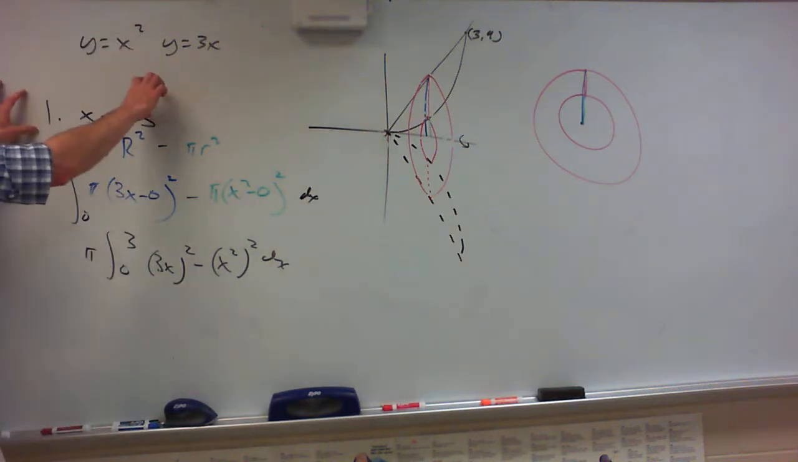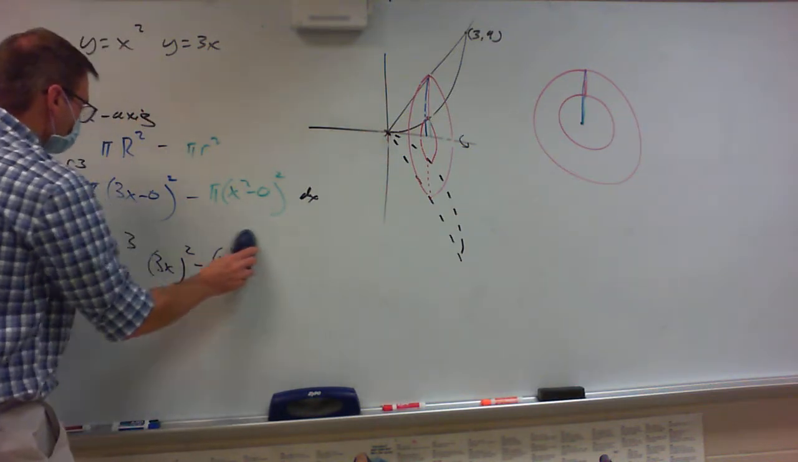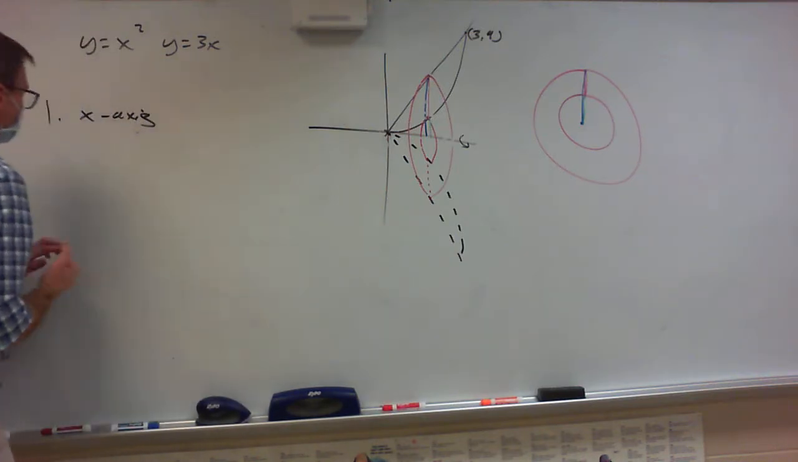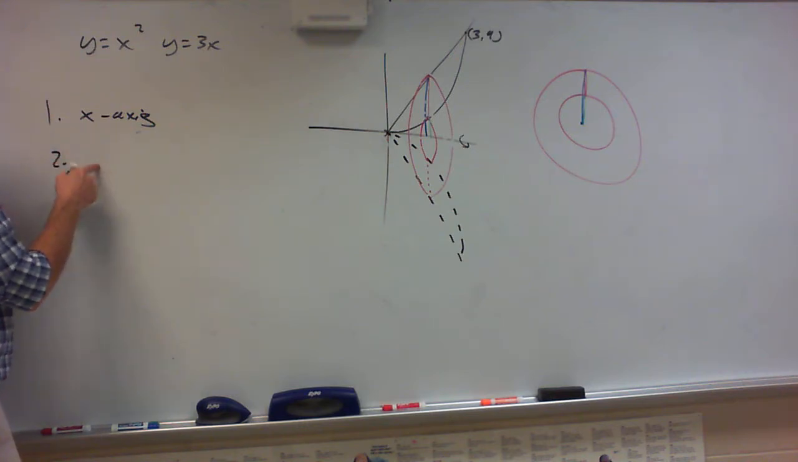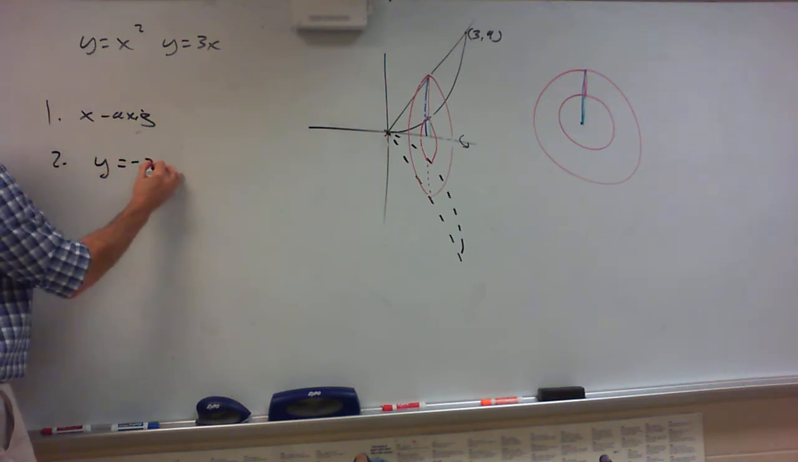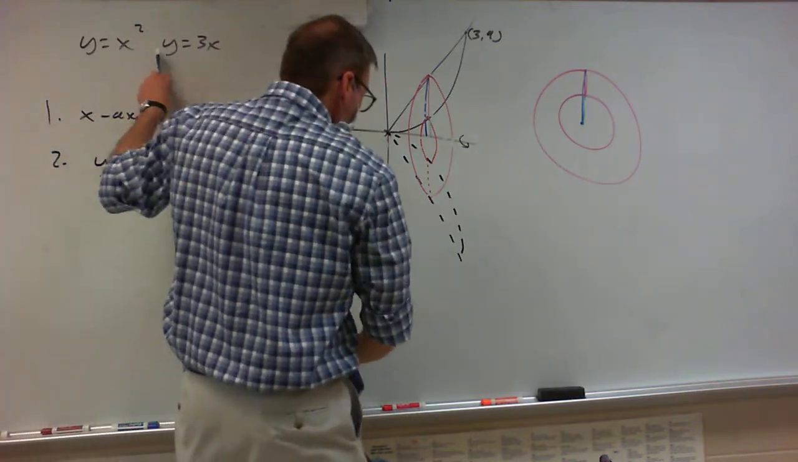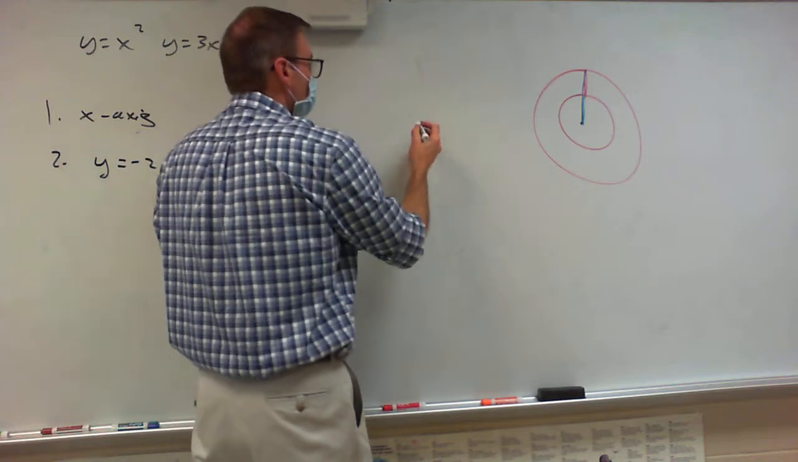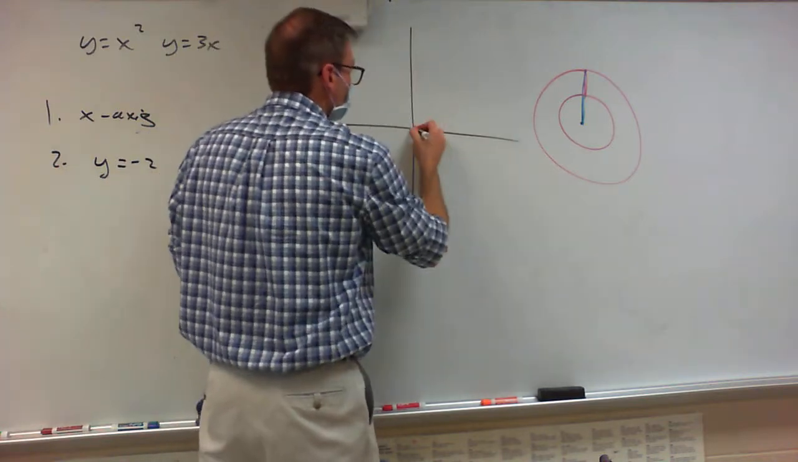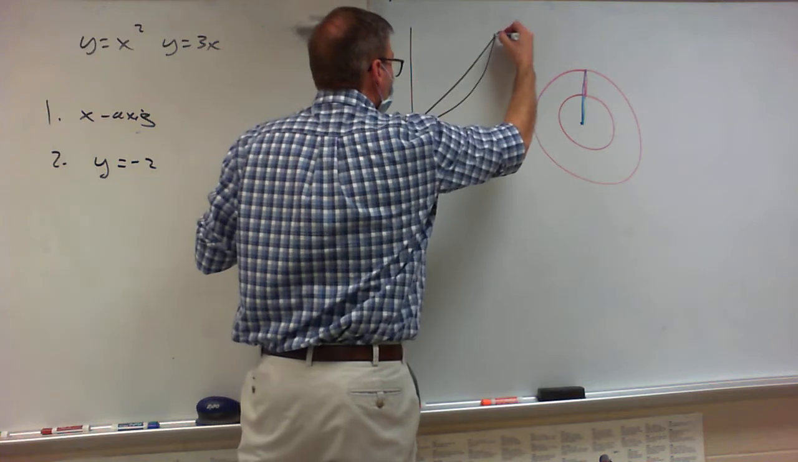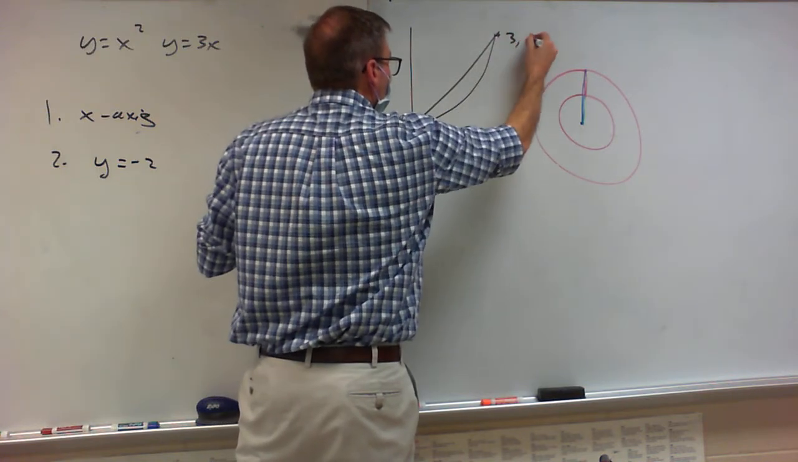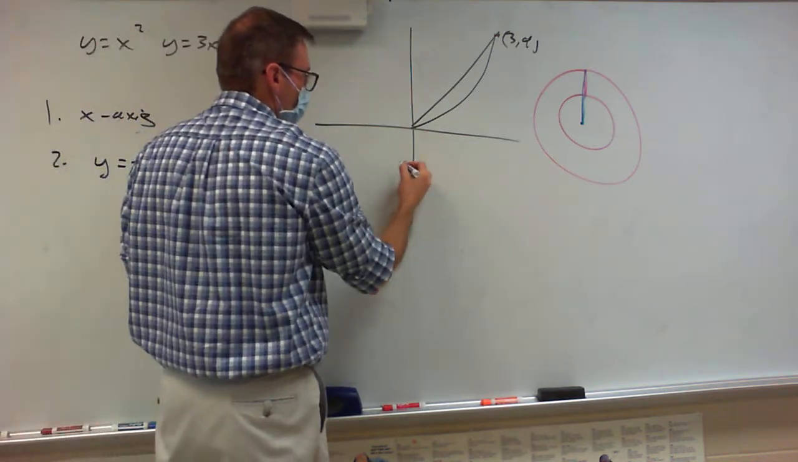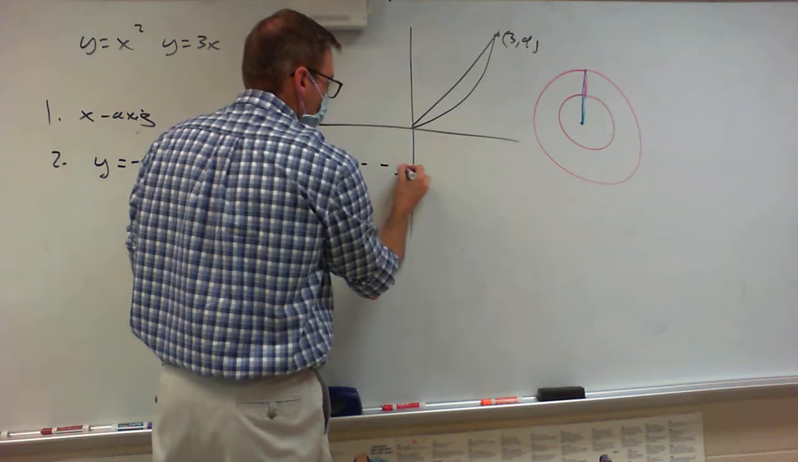So in your notes, you've got this written down. I need this space, so I'm going to erase this part. For problem 2, we're going to revolve this around y equals negative 2. Same region. But now we're going to revolve this around this line.